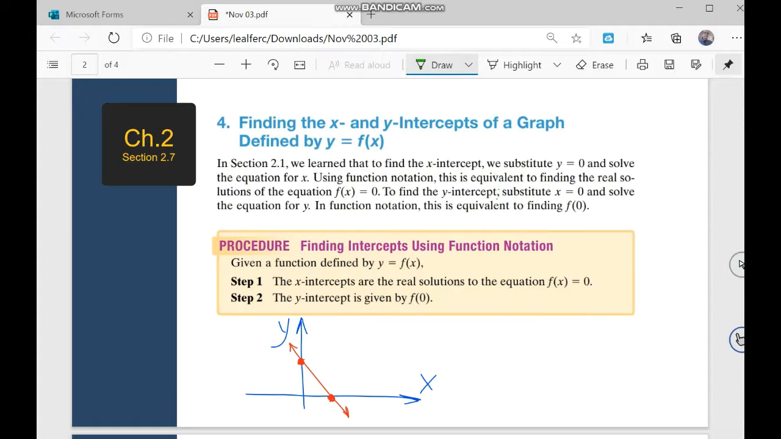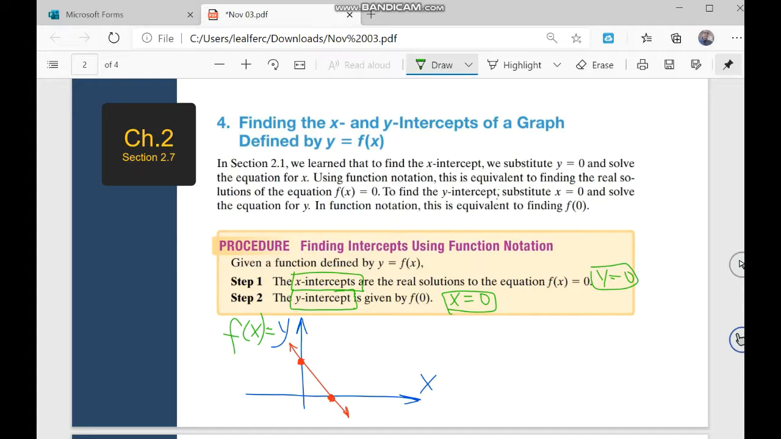For functions, the x-intercepts are the real solutions to the equation f of x equals 0. That means instead of y, now we're going to call this also f of x. f of x equals y. And here the y-intercept is given by f of 0, that means when x equals 0. So make y equals 0 to find the x-intercept, and to find the y-intercept, you make x equals 0.